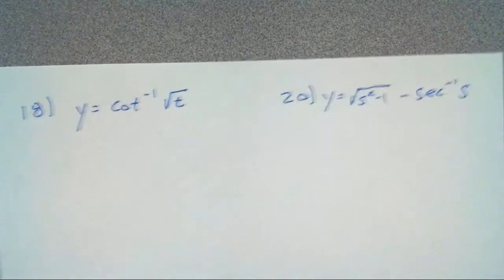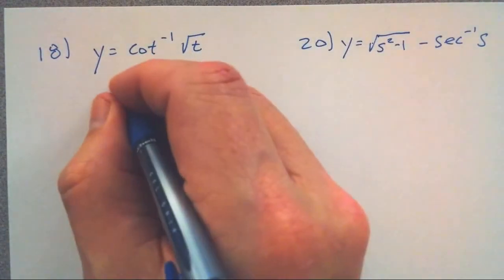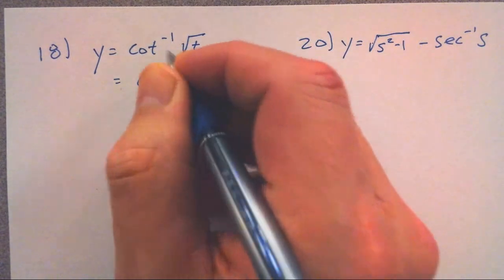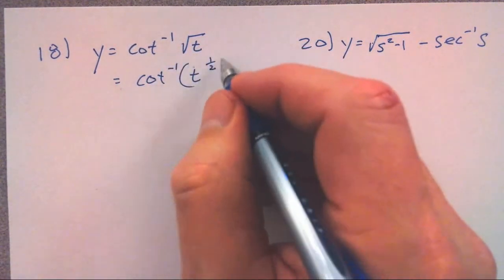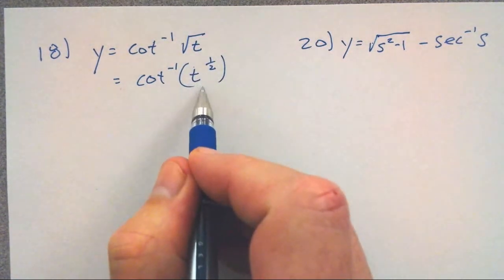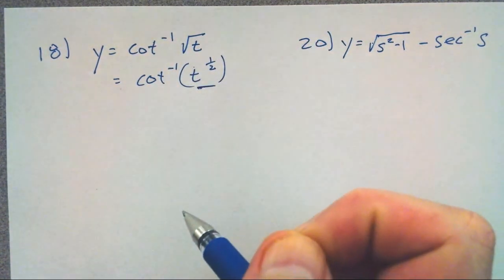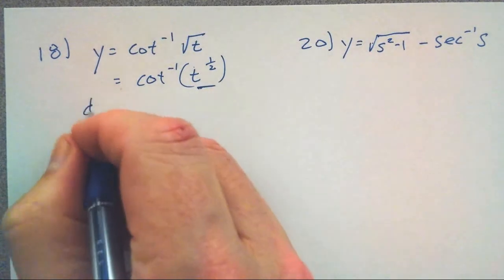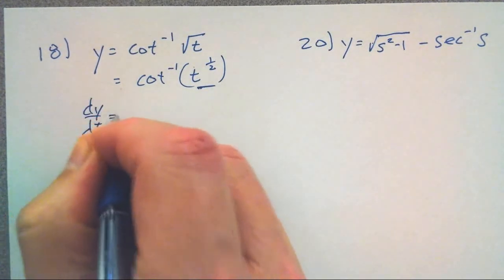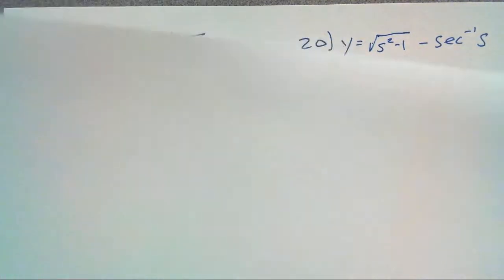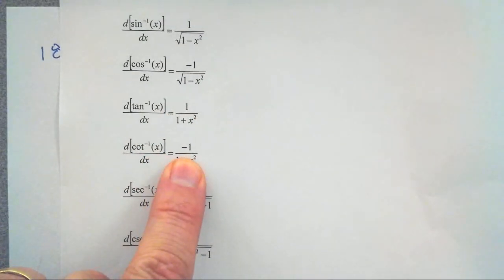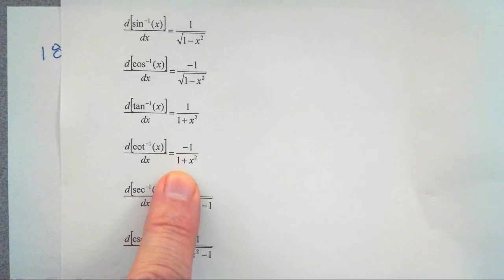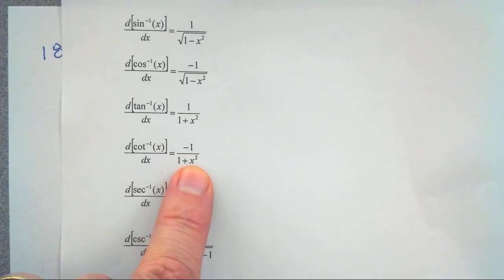Okay, let's continue on with number 18. First thing we might want to do with this is treat this as cotangent inverse of t to the 1/2. That may be helpful. Parentheses always helps me identify baby functions, so we're chain ruling this. This would be a dy dt equals cotangent's derivative. I like tangent and cotangent, maybe the best. Just negative 1 on 1 plus, don't think of this as x squared, think of it as the argument squared.